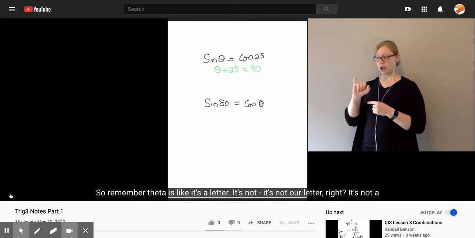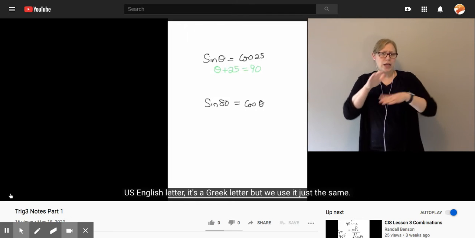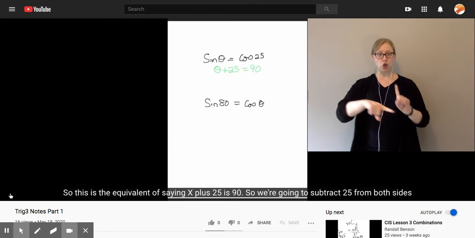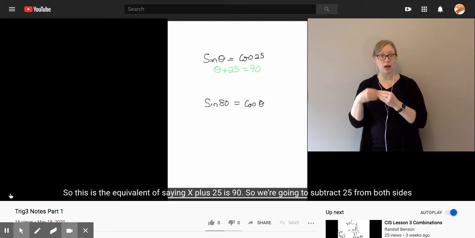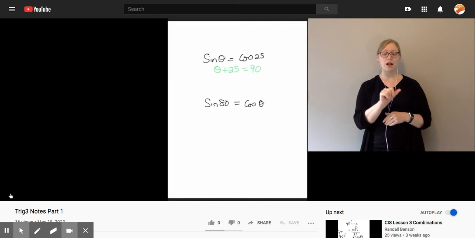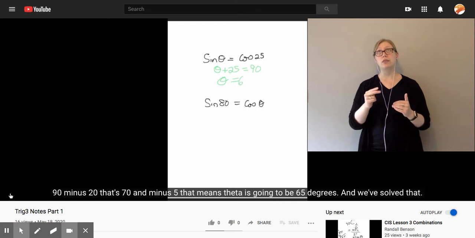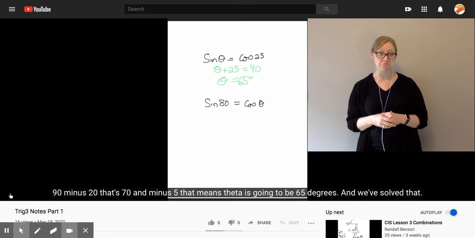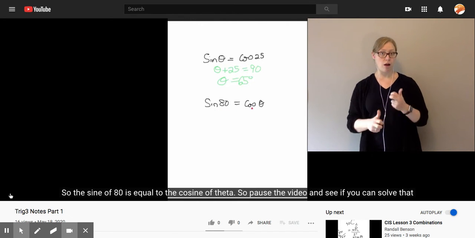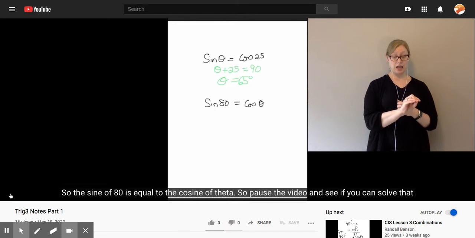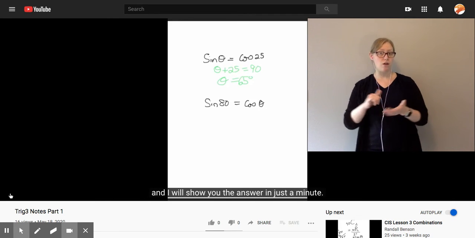So remember, theta is like a letter. It's not a U.S. English letter. It's a Greek letter, but we use it just the same. So this is the equivalent of saying x plus 25 is 90. So we're going to subtract 25 from both sides. 90 minus 20 is 70, and minus 5 means theta is going to be 65 degrees. And we've solved that. Similarly, you should be able to solve the problem below it. So the sine of 80 is equal to the cosine of theta. Pause the video and see if you can solve that, and I will show you the answer in just a minute.